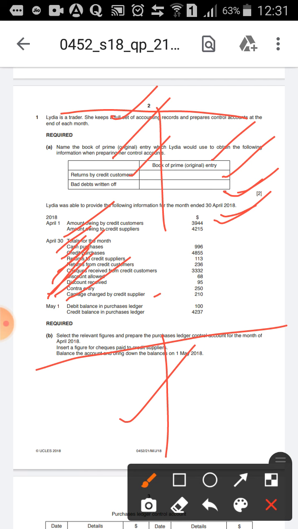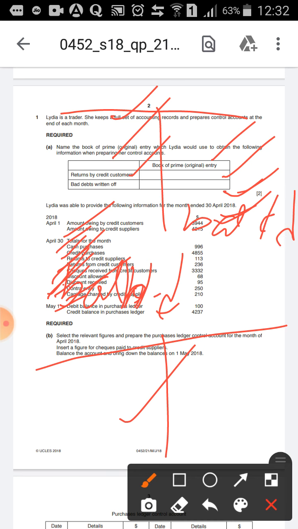And finally, debit balance of the purchases ledger and credit balance of the purchases ledger. How will you deal with debit balance of the purchases ledger? You will write down balance carried down on the left hand side first, because it is a debit balance, and then you will take it back again. Balance brought down on the left hand side, and then you will reverse that and write down balance carried down on the credit side. And credit balance has also been given.